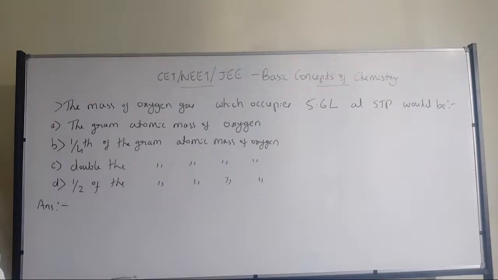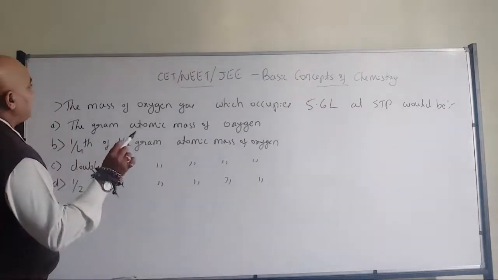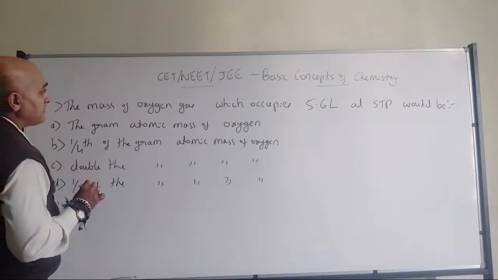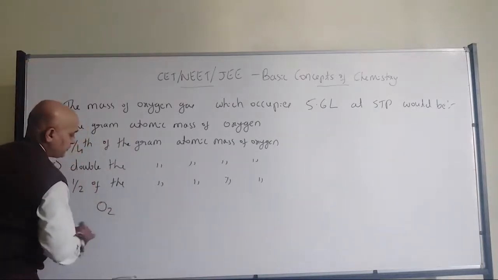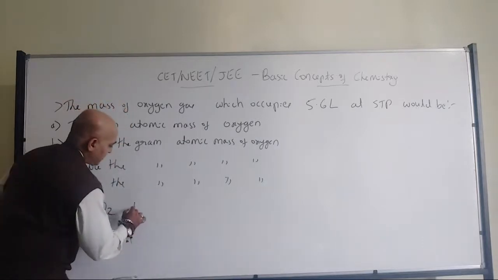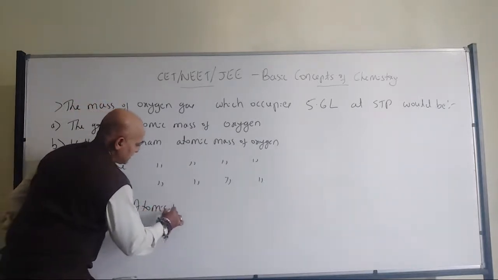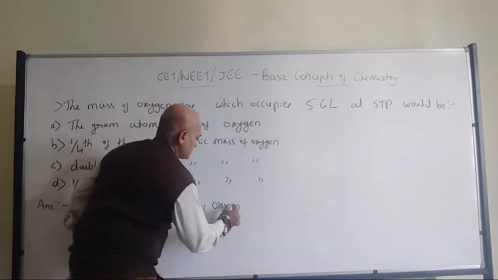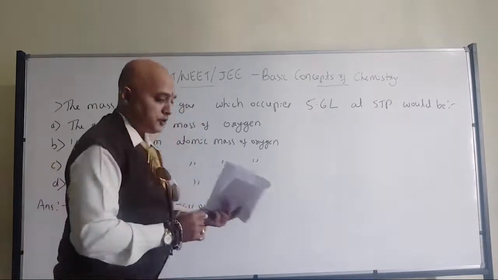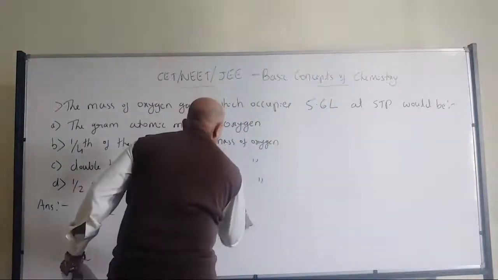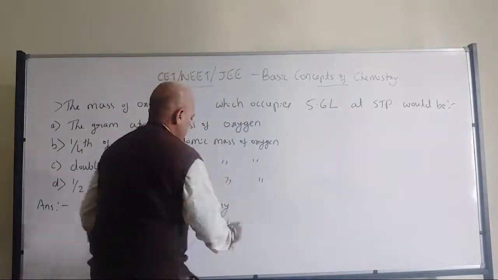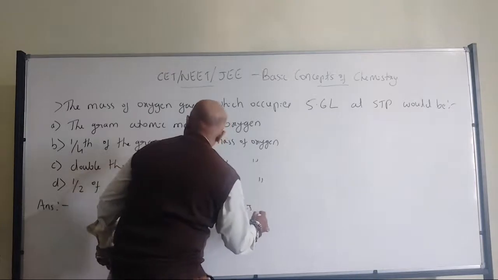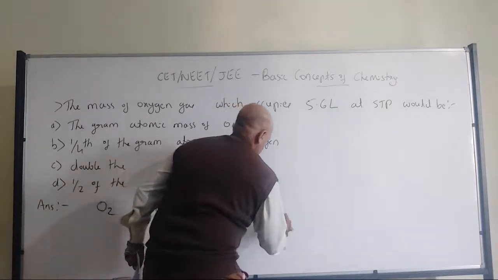So I want the option. Okay. So according to this, they have asked about the mass of oxygen, right? So oxygen means O2. So what is the atomic mass of oxygen? Atomic mass of oxygen is 32 gram, right?